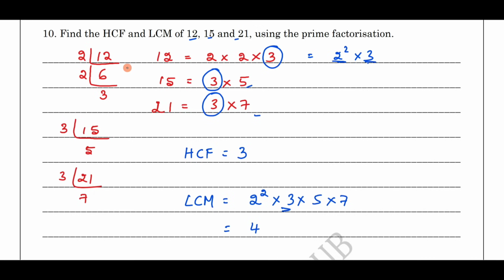So what do you get? 2 square is 4, into 3 into 5 into 7. 4 threes are 12, 12 fives are 60, 60 into 7 is 420. Therefore, LCM is 420. This is the least number which is divisible by 12, 15 and 21.